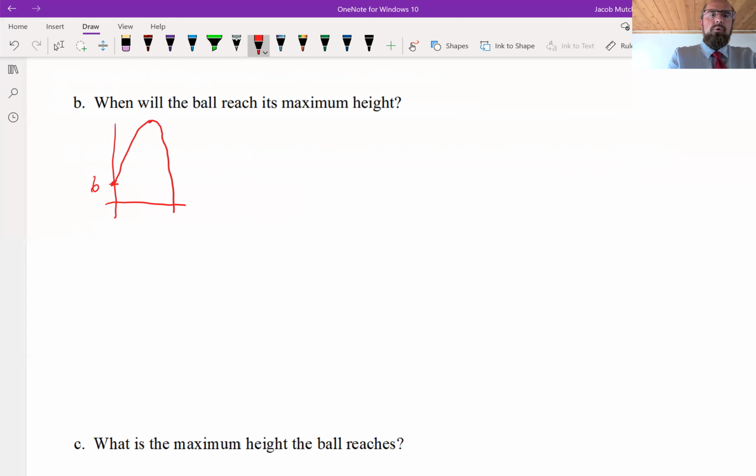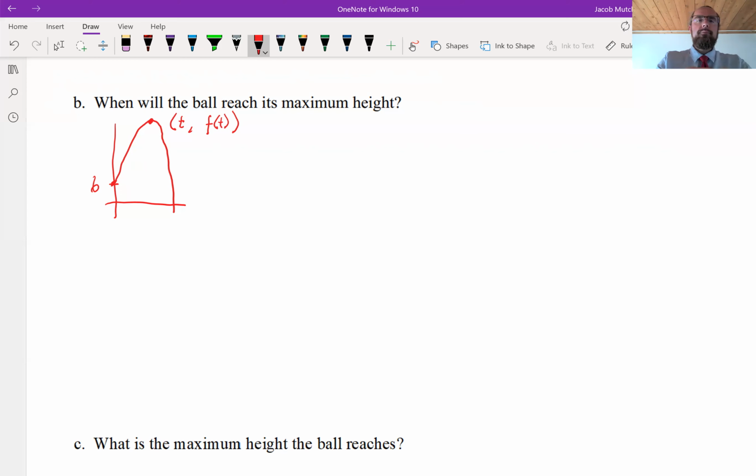And this point at the very vertex right there, that is going to be my time to reach the maximum height of the flight. And then if I wanted to know the maximum height, that's the y value there, s at t, of the vertex. And that's actually part C there.